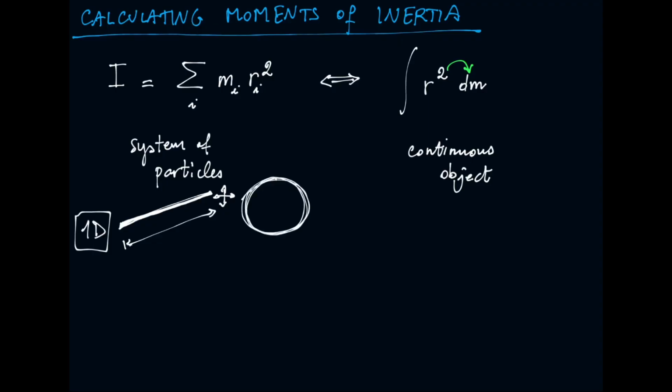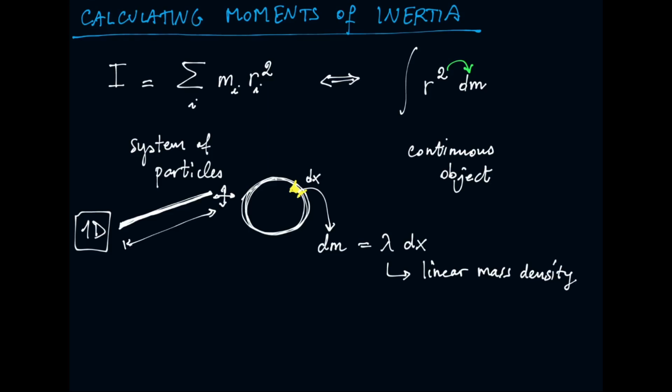In this case, what often helps is to write dm, a little mass element. What is the mass of this tiny fraction of the object? Well, I can write it as lambda times dx, where dx is the physical size of this little element, and lambda is called linear mass density. So the mass contained in this little portion of the ring is lambda times dx.